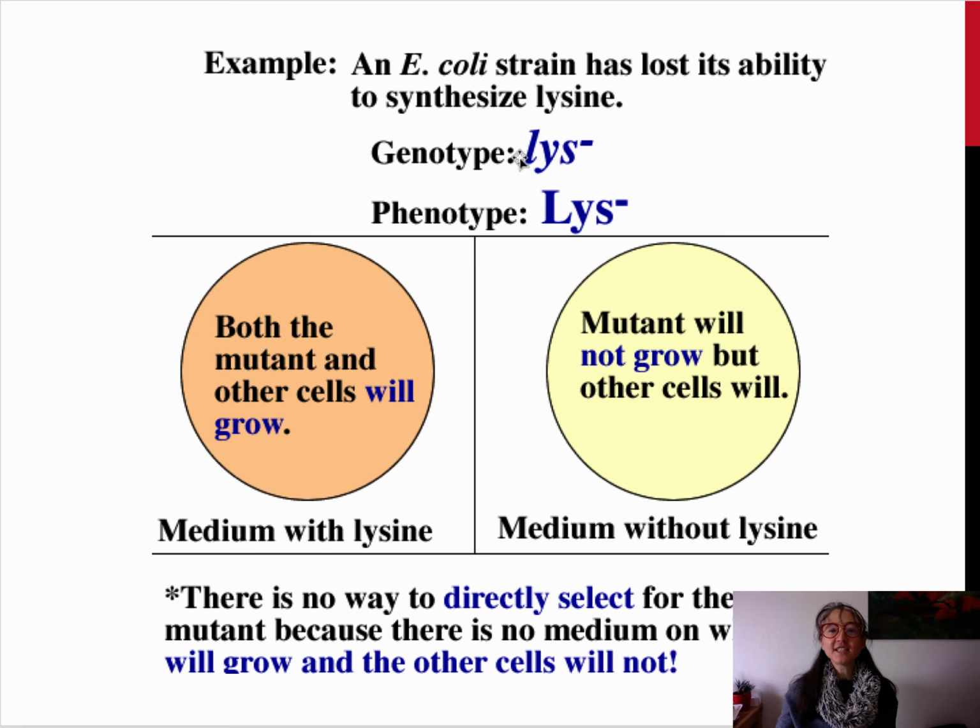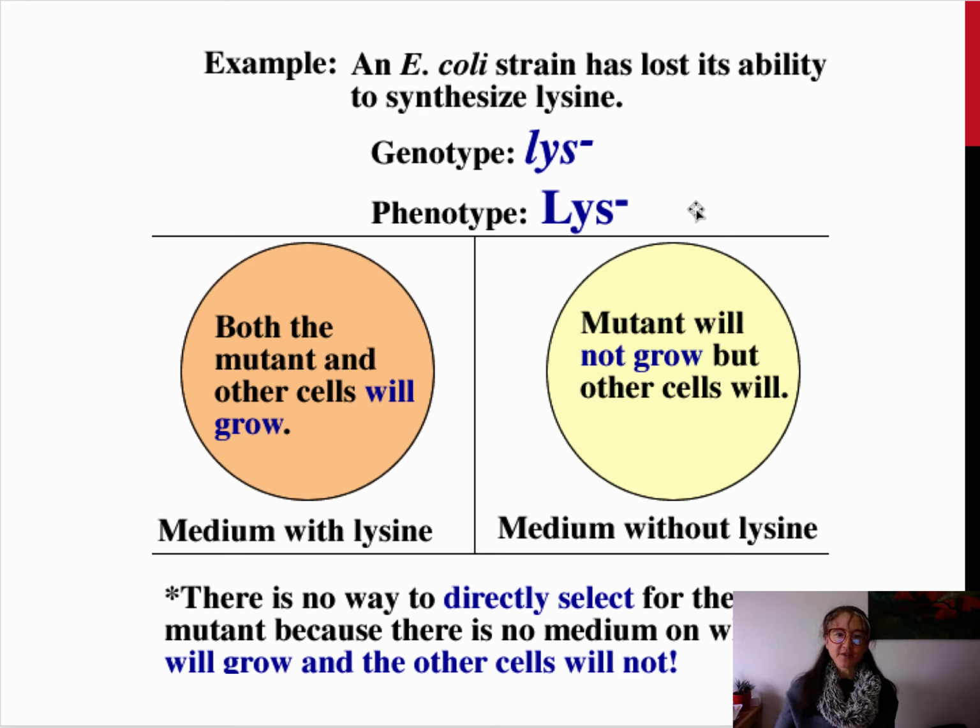We say that this lys minus genotype is associated with this particular auxotroph. Sometimes we also say delta lys, so delta meaning it lacks that. So two different ways to indicate the genotype. The phenotype is indicated similarly, only it's not italicized and it's an uppercase L. This is a common differentiation between genotype and phenotype to use that form of distinguishing.